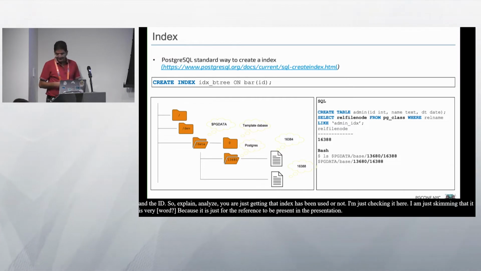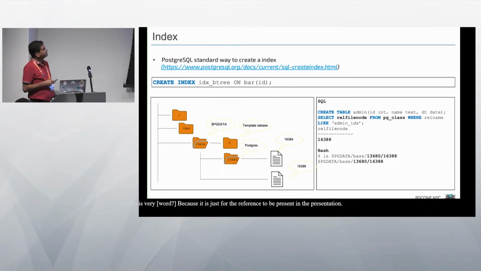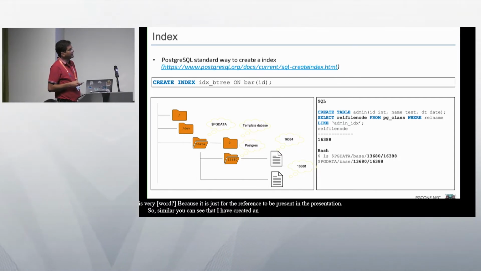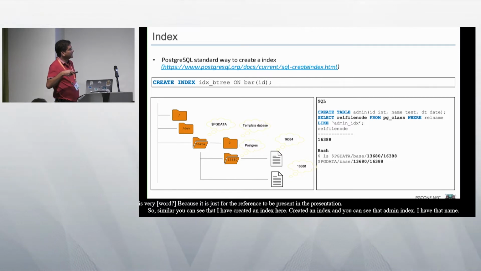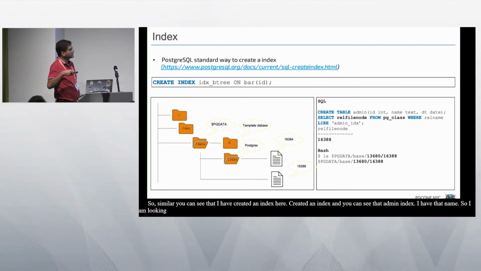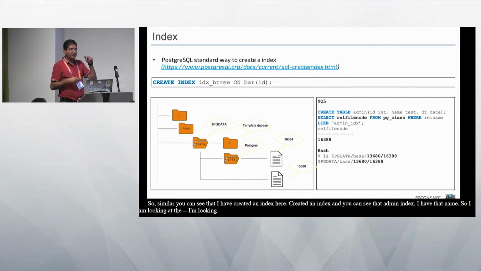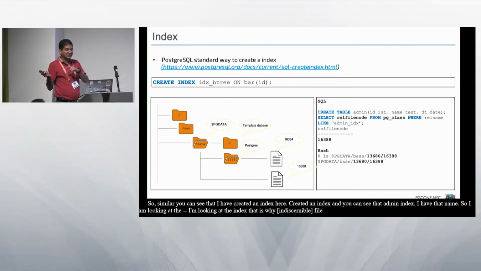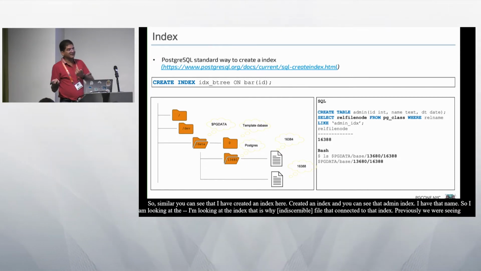Similarly, you can see that I have created an index there. You can see the admin index, IDX, that I'm accessing because I have the index name. I am looking at the IDX, which provides me the file connected to that index. Previously we were seeing the file corresponding to the table, but this is the index file.